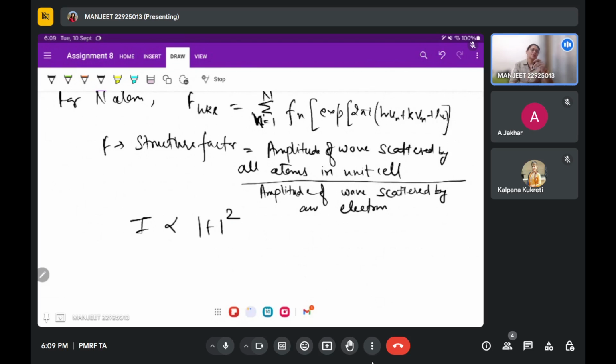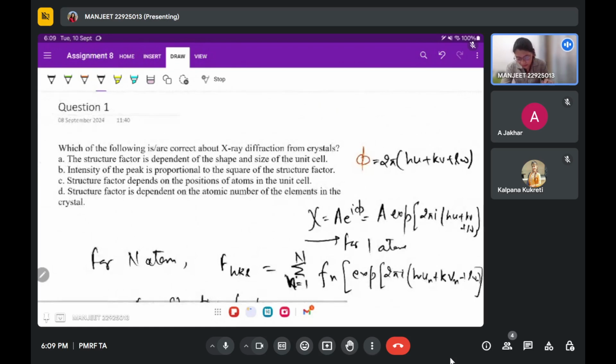There is also an atomic structure factor and a geometric structure factor. Because of the atoms present there is an atomic structure factor, and the geometric one is where we consider u, v, w. Your intensity depends on these. So in this question, the statement that the structure factor depends upon the shape and size of the unit cell is being examined.